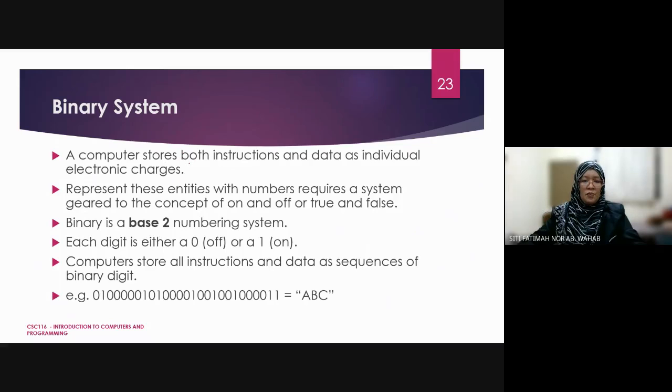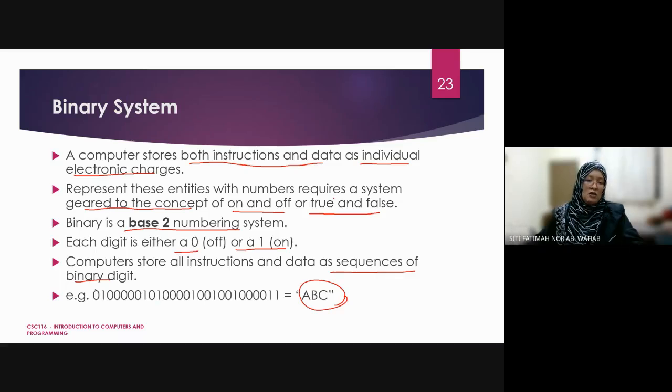And then the computer stores both the instruction and data as individual electronic charges. Representing these entities with numbers requires a system geared to the concept of on and off, or true and false. We already know that binary is a base 2 numbering system, either 0 (off) or 1 (on). So the computer stores all these instructions and data as sequences of binary digits. Okay, let's say you type ABC, but actually the computer reads binary digits. Why? Because it stores all instructions and data as a sequence of binary digits, not as ABC.